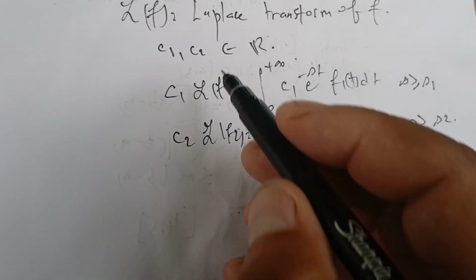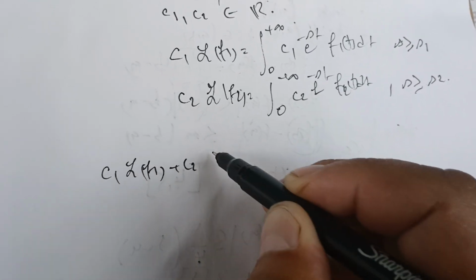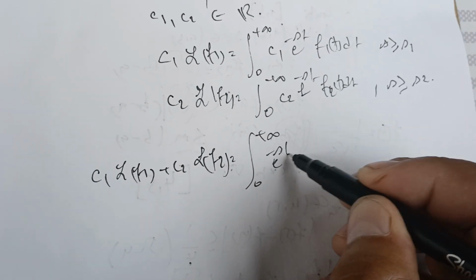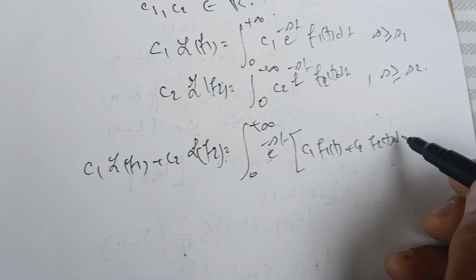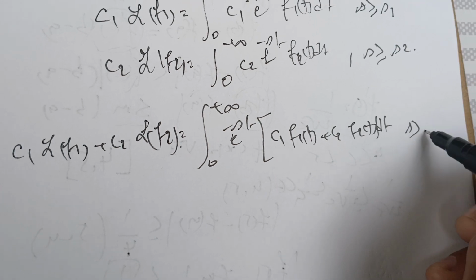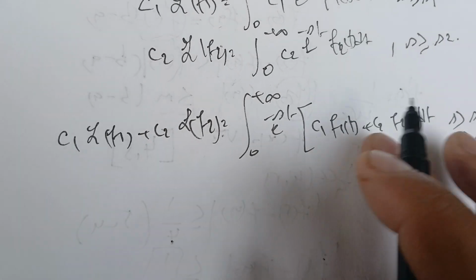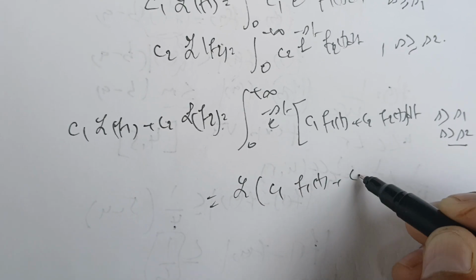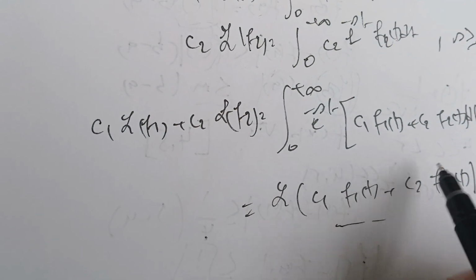And we see that if we add these two, c1 Laplace of f1 plus c2 Laplace of f2, we get this integral of e^(-st) (c1 f1 + c2 f2) dt, by taking s bigger than both s1 and s2. Okay, and this means that this one here is just the Laplace of c1 f1 plus c2 f2. Okay, and this means that we can talk about linearity.